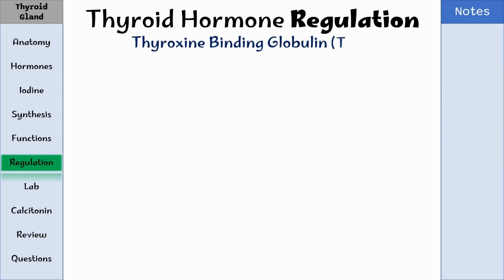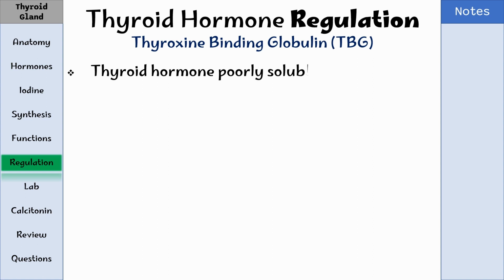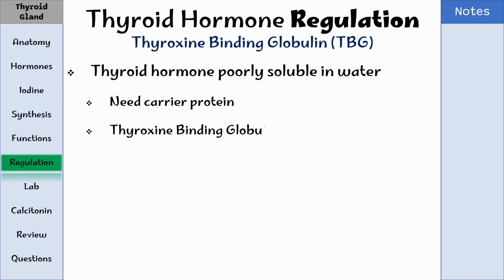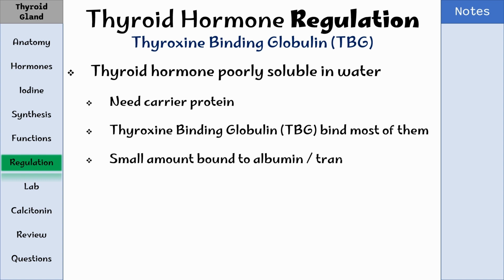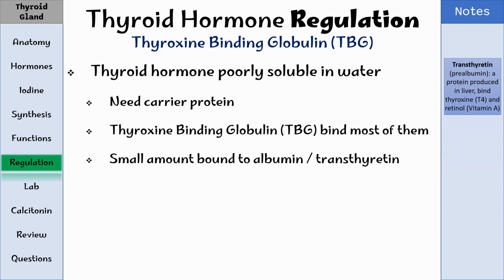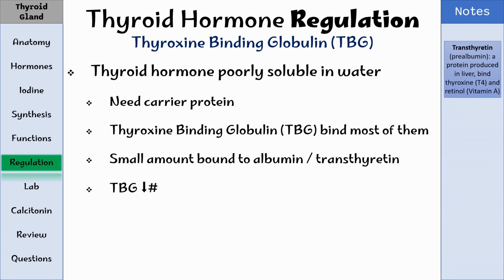Thyroid hormones are poorly soluble in water, so they need a carrier molecule to move in the blood. Thyroxine binding globulin, or TBG, binds most of the thyroid hormones in the blood. A small amount of thyroid hormones is bound to albumin and transthyretin. Despite comparatively smaller quantity of TBG in comparison to albumin, it binds most of the thyroid hormones due to its high affinity for them. TBG protein is produced in liver.